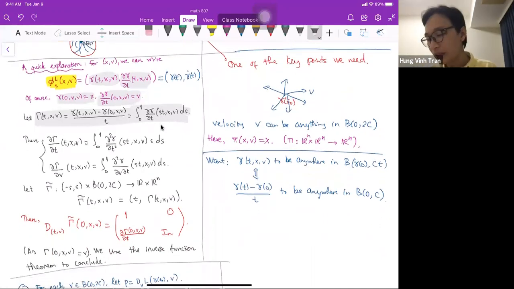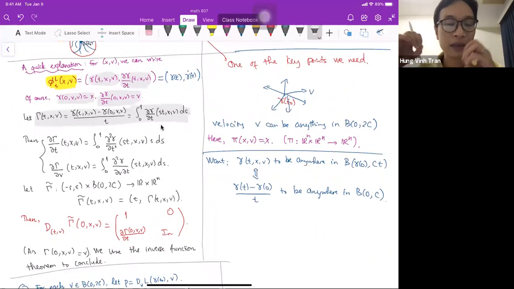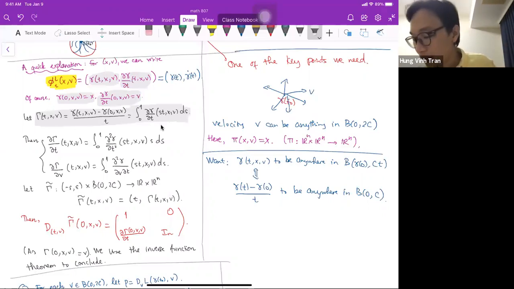Now, in order to show that gamma can reach any point in a small ball, what I'm trying to do is phrase things in terms of the inverse function theorem, that gamma essentially satisfies the properties of the inverse function theorem, at which the gradient is a matrix that is invertible, right? Then I can just use it, and that's exactly what I'm doing.